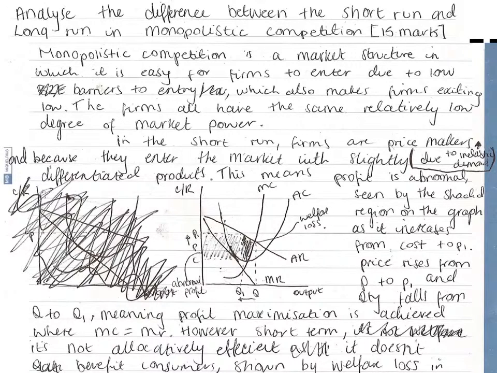Okay, so we've got a 15-mark question. Analyse the difference between the short run and the long run in monopolistic competition. So short run will include one graph, long run will include a different graph.